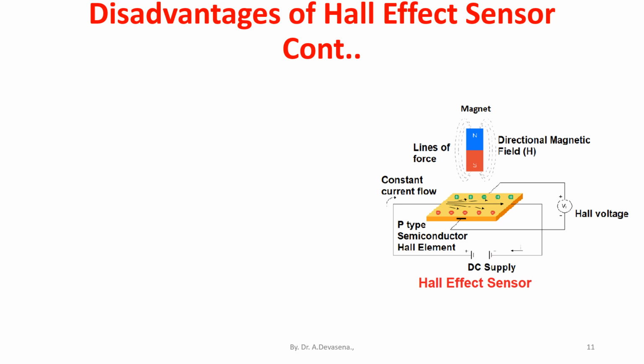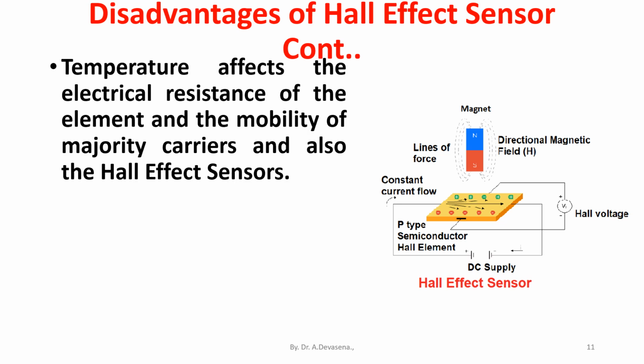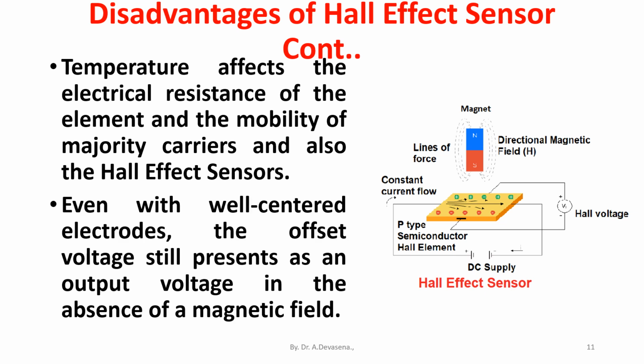Temperature affects the electrical resistance of the element and the mobility of majority carriers and also the sensitivity of Hall effect sensors. Even with well-centered electrodes, the offset voltage still presents as an output voltage in the absence of a magnetic field.